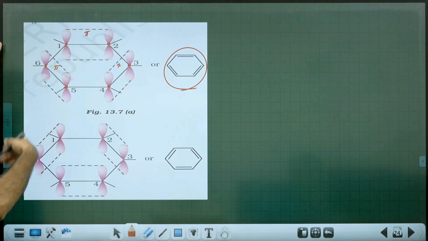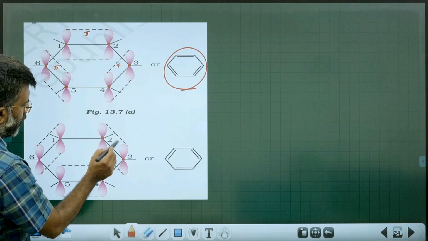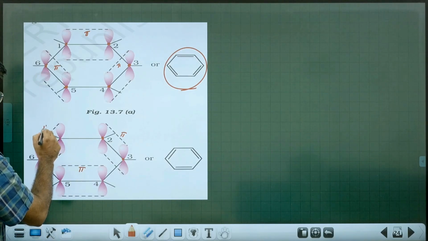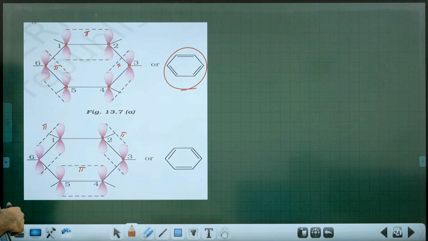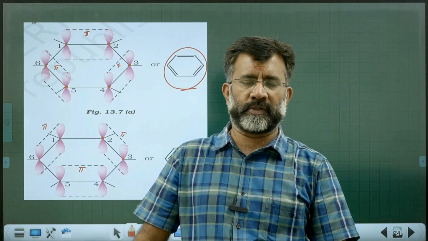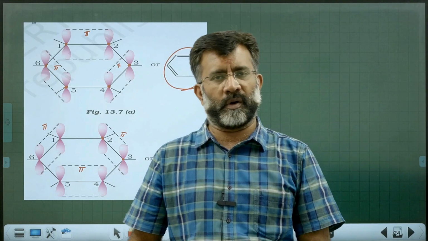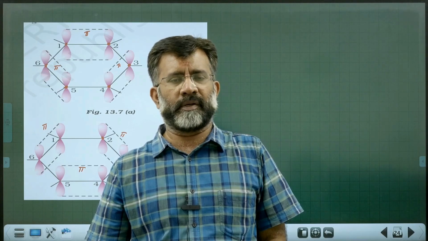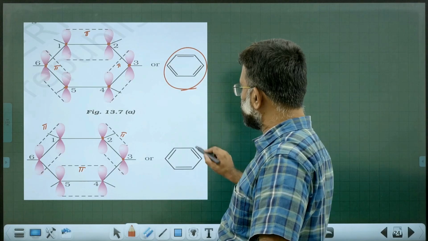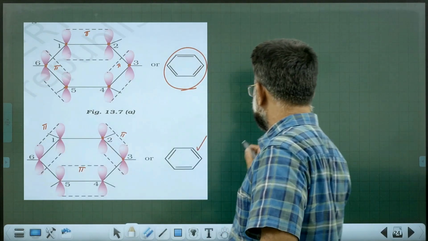Now coming to the next one, you can see the pi bond is formed between carbon atoms 2 and 3. Between 4 and 5, there is a pi bond. Between 6 and 1, there is a pi bond. So that means there is alternate availability of pi bonds in two different forms of representing the structure, which all of us know. They are called canonical forms, resonating structures or canonical forms. So if one structure is like this, the other will be like this. They are called canonical structures.